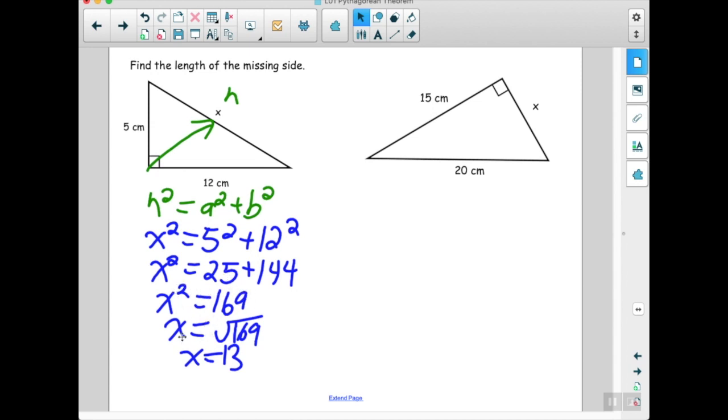To undo squaring, we will square root. So now x is the square root of 169, so x is 13. And I'm going to consider that to be my conclusion.